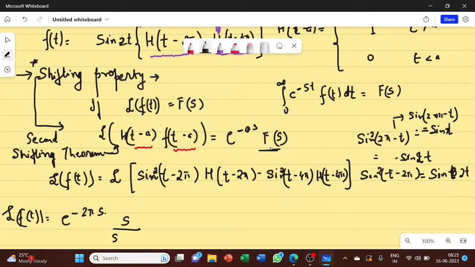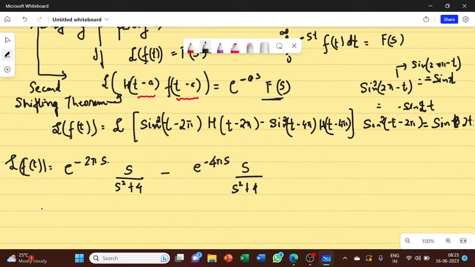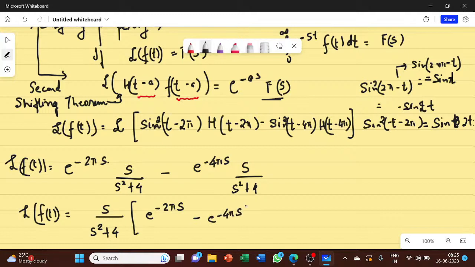So now what is this? This F(s) is simply the Laplace transform of sin 2t. The Laplace transform of sin 2t is 2 upon s square plus 4, and this is minus e to the power minus 4πs upon s square plus 4. So eventually this Laplace transform will come out as shown. I hope it is clear.